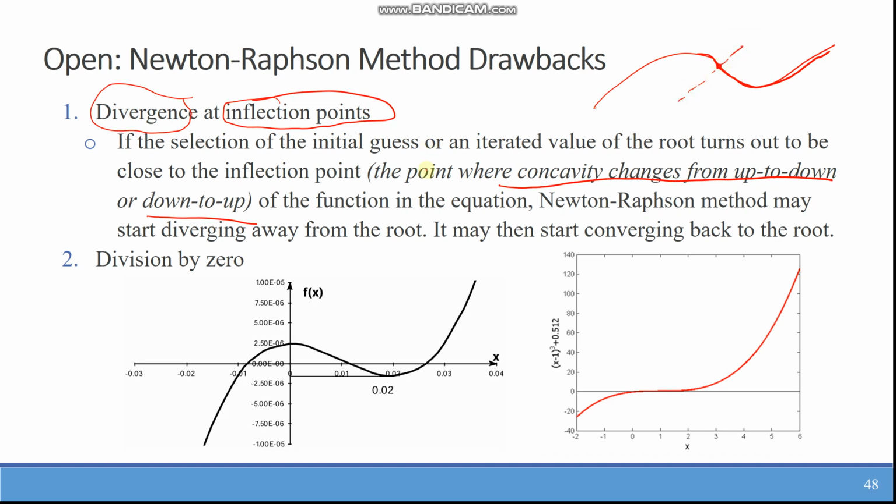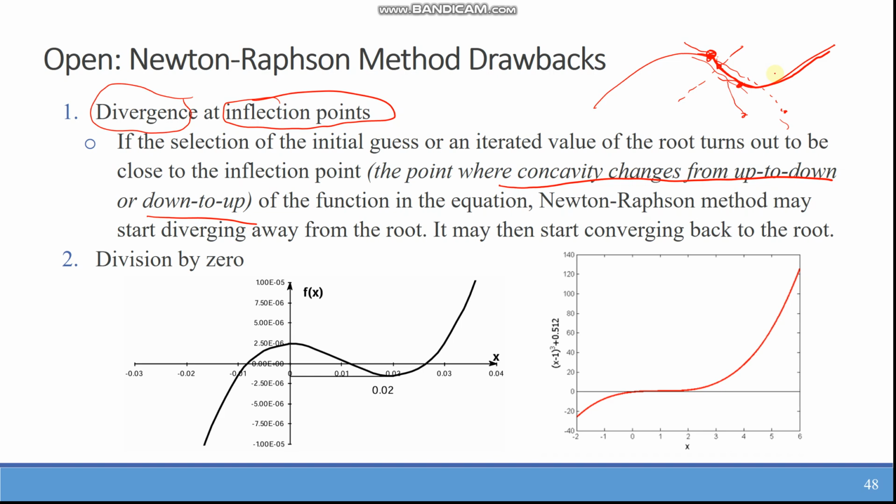So at that point, if the selection of the initial guess or iterated value of the root turns out to be close to the inflection point of the function in the equation, the Newton-Raphson method may start diverging away from the root. We use a tangent, so when it gets near there, it may go far from the root.